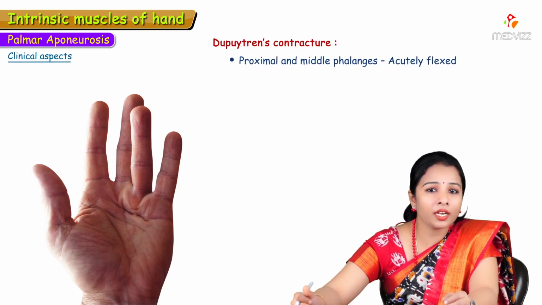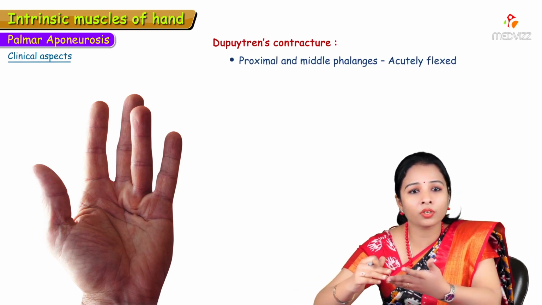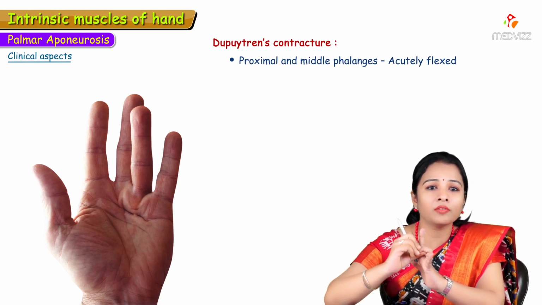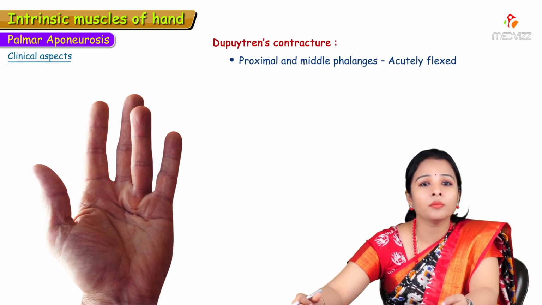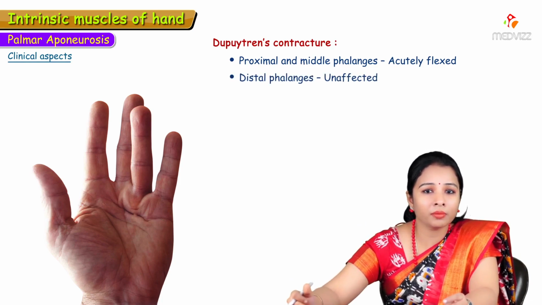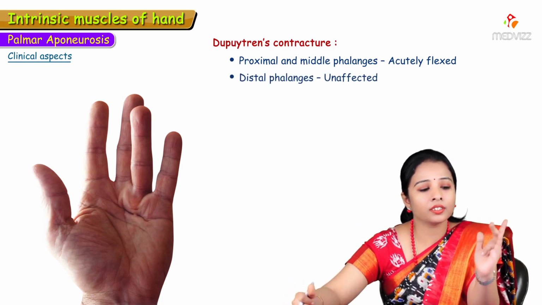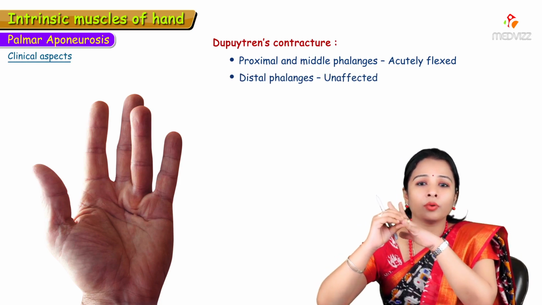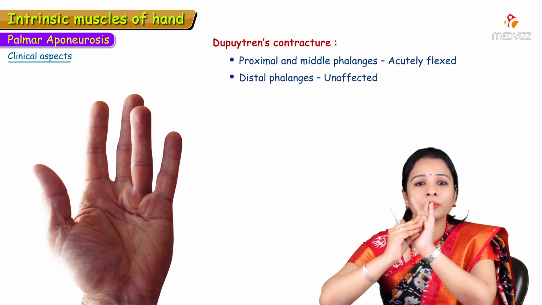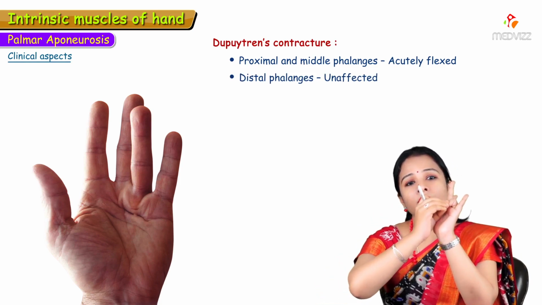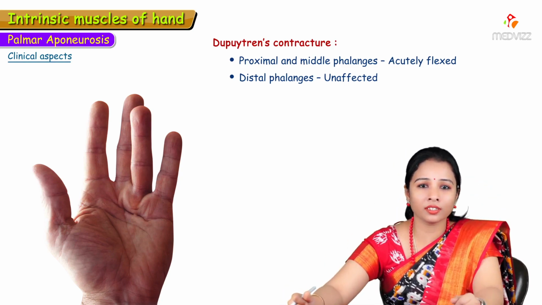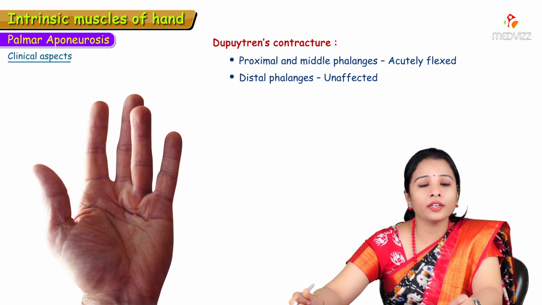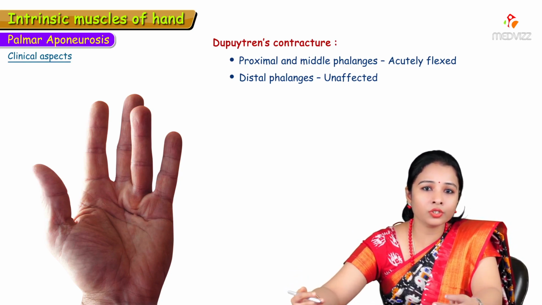The proximal and the middle phalanges are acutely flexed, like this, but the distal phalanx remains unaffected. So the proximal phalanx and middle phalanx will be flexed, and the distal phalanx will be extended. That is how the deformity looks. And what is the solution for this?